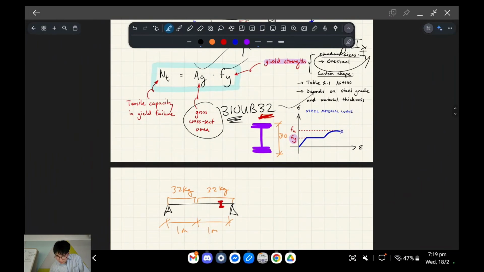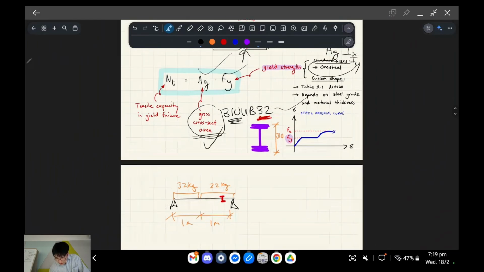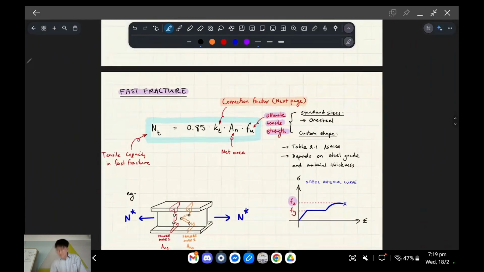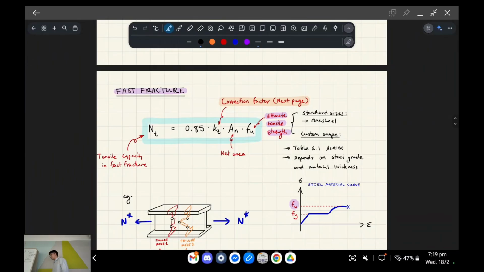That's how you get gross cross-sectional area. So next, fast fracture. Sorry, I did a huge ADHD tangent, but back to fast fracture. It's where you essentially are pulling on it, and it fails brutally. But the question is, because we know that Fu is higher than Fy, when would it ever fail in fast fracture? Because it will always fail in yielding before fast fracture.